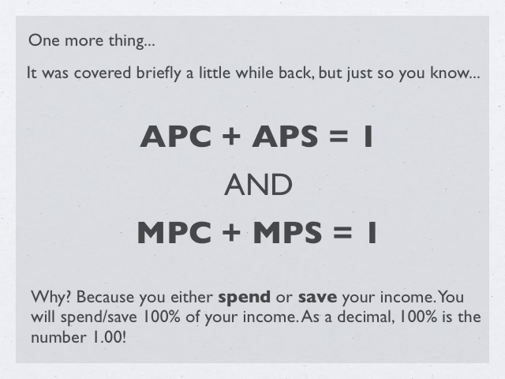Right? So if the MPC was 0.6, the MPS has to be 0.4. If the APC was 0.9, the APS has to be 0.1. Just add them up to 1. It's pretty straightforward.